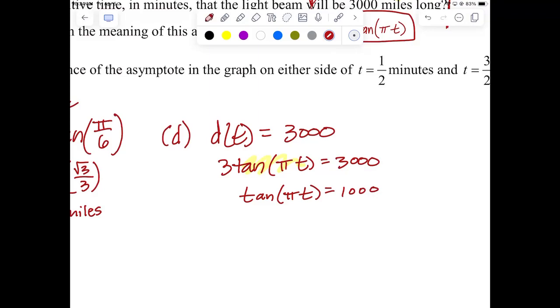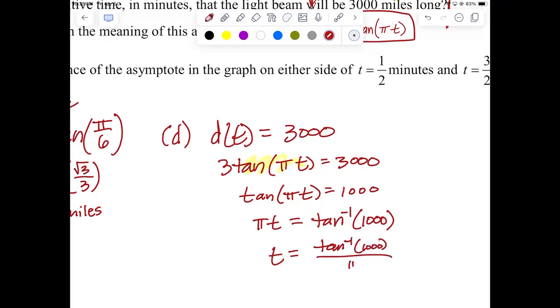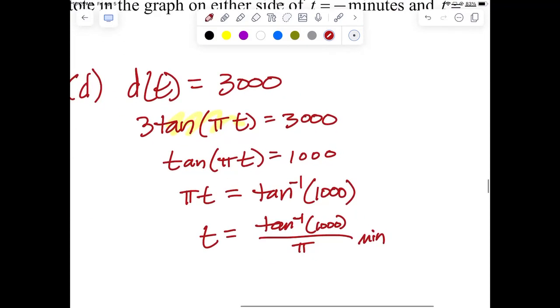That's where the inverse comes in, or the arc, either one. We're going to learn about the arc in the next section. The opposite of taking the tangent of something is taking the inverse tangent of something. So we get pi t equals inverse tangent of 1,000. Then I divide through by pi, and I get inverse tangent of 1,000 all over pi. And that's going to be minutes. Now, that's an exact answer.